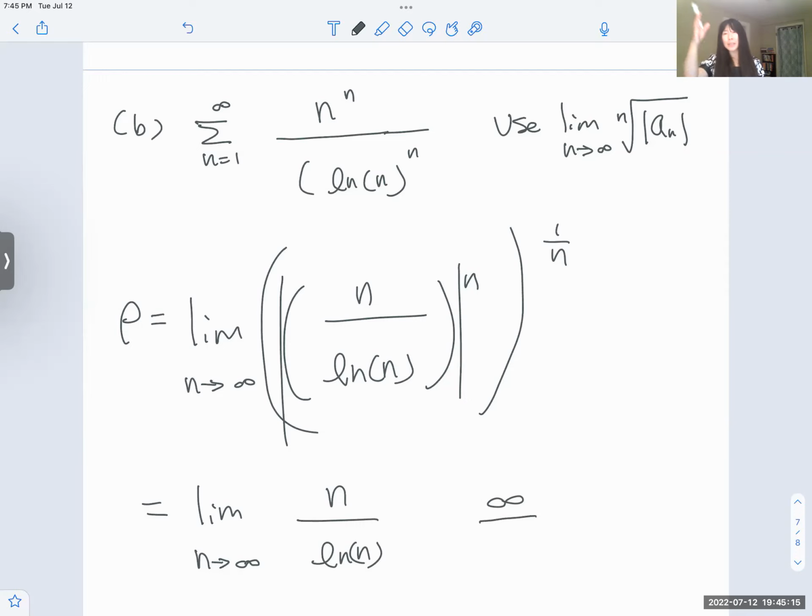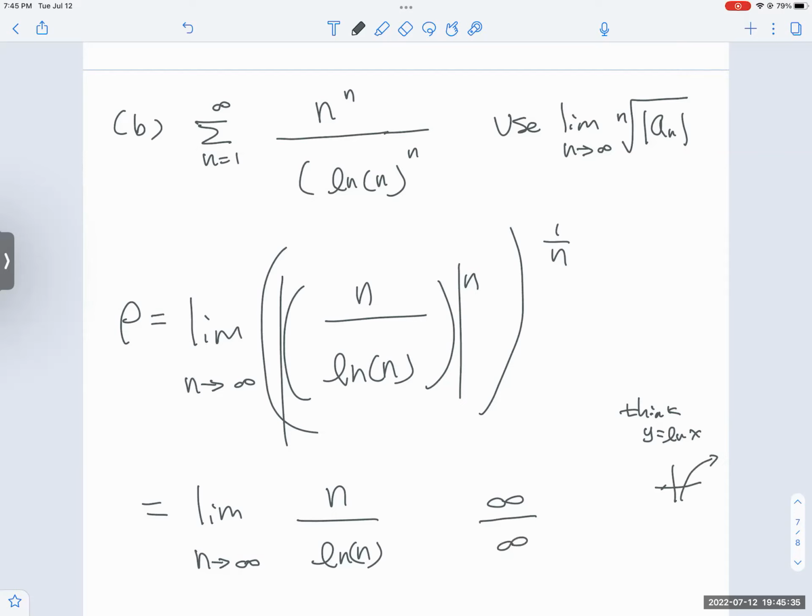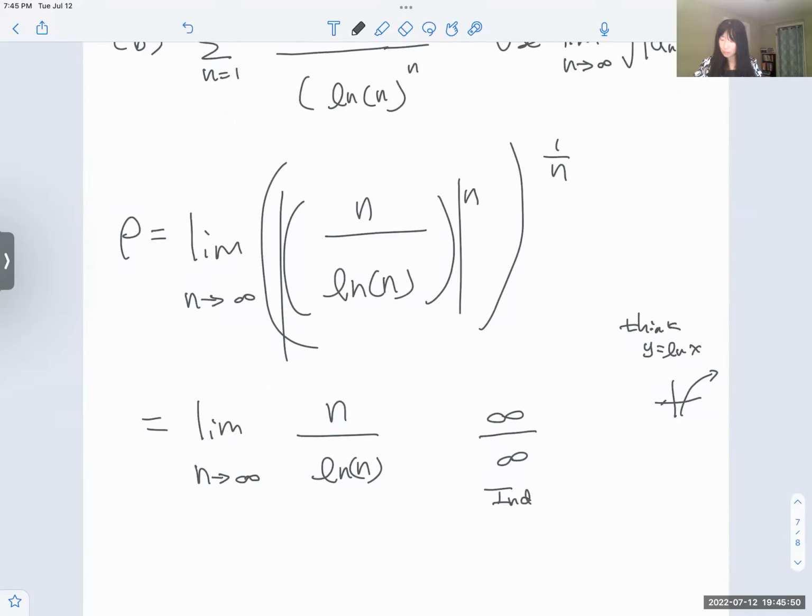And ln n? Think about ln x. When x approaches positive infinity, what's the graph behavior? Infinity, right? We've seen this one before. It's an indeterminate form, isn't it? So how to use L'Hopital's? Excellent. So we're going to use L'Hopital's rule.